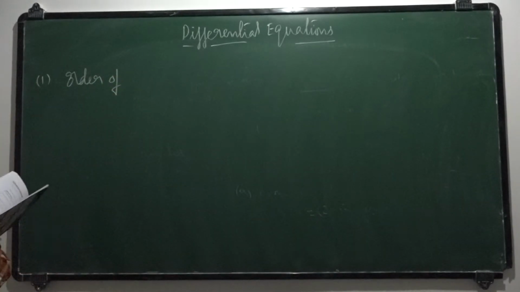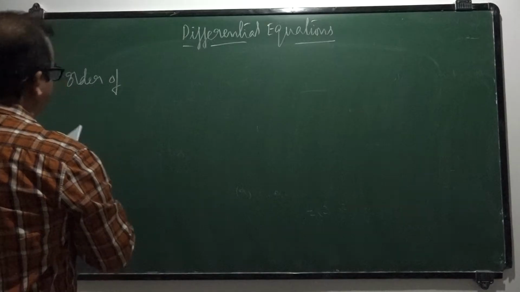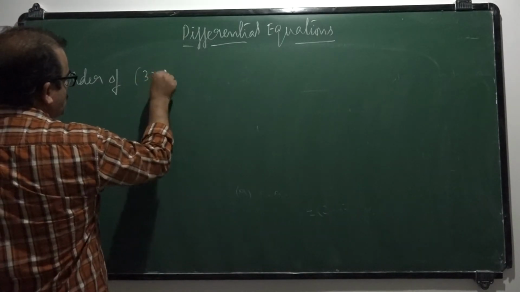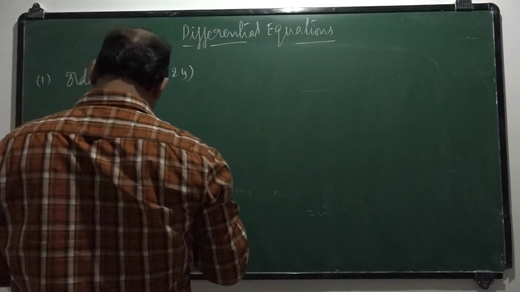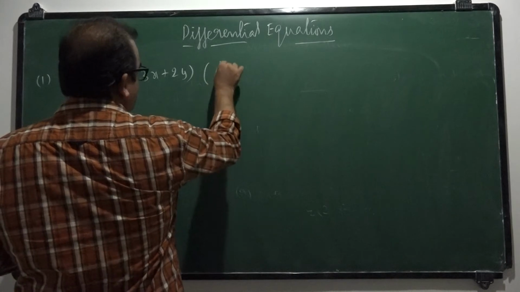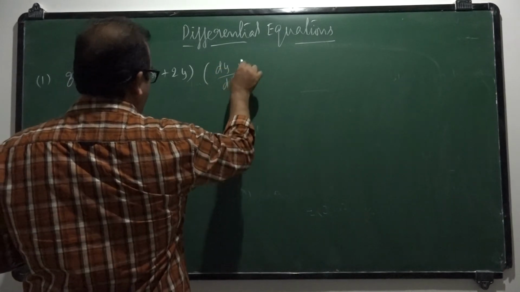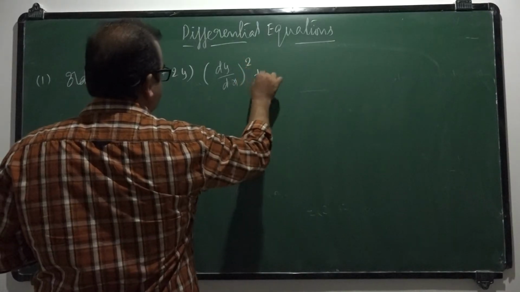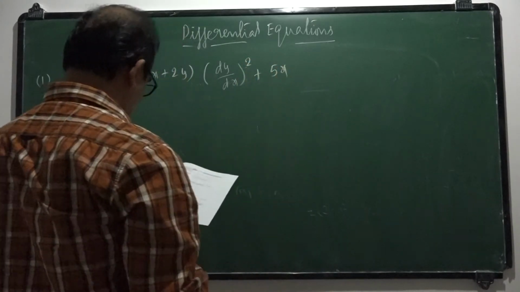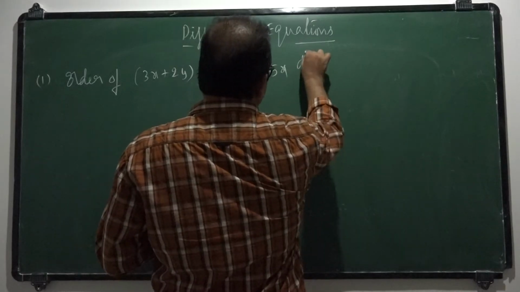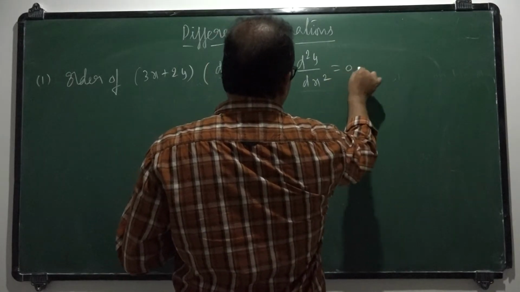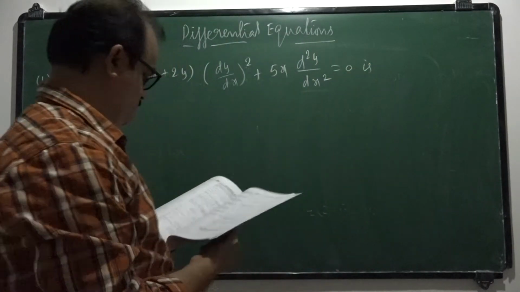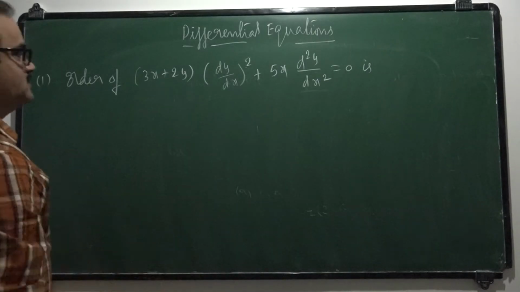Order of (3x + 2y) into (dy by dx) whole square plus 5x into d square y by dx square is equal to 0 is. Find the order of this equation.